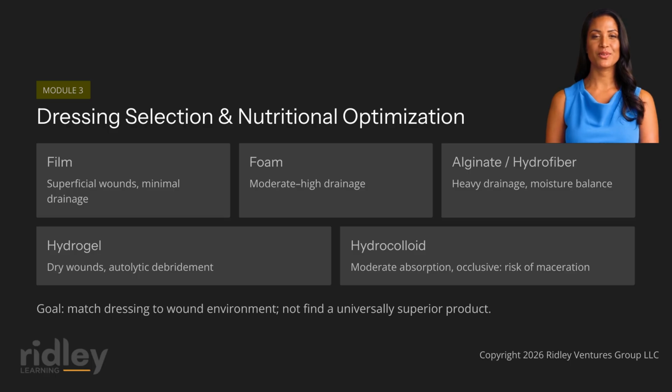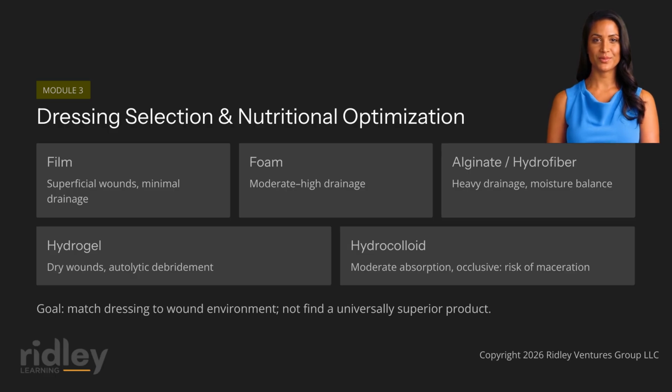Moving on to Module 3. Dressing selection, nutritional interventions, and interventions with limited efficacy. The principle of moist wound healing, first established in landmark research showing that occlusive environments accelerate epithelialization, remains the foundational model guiding modern dressing selection.